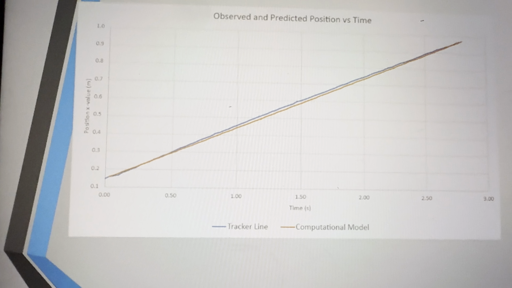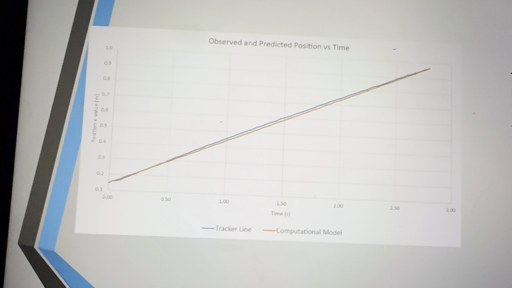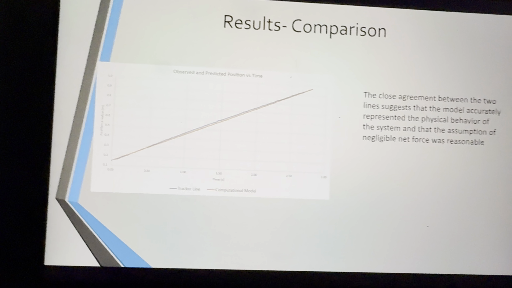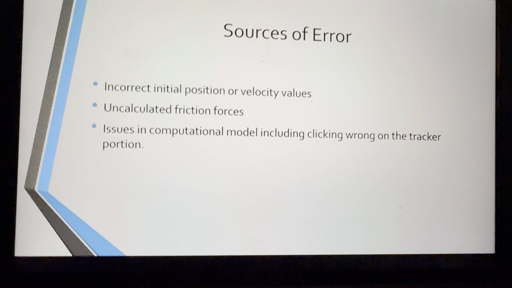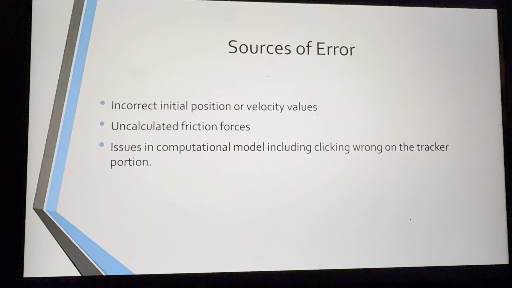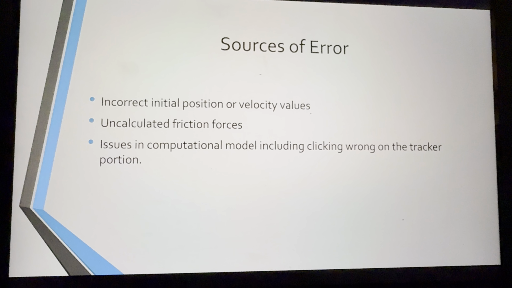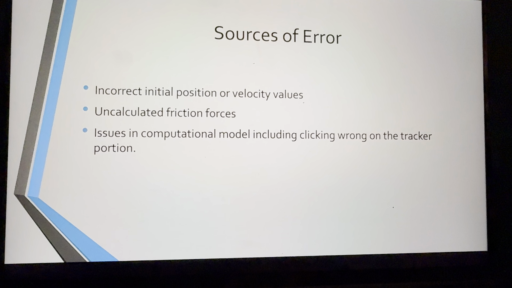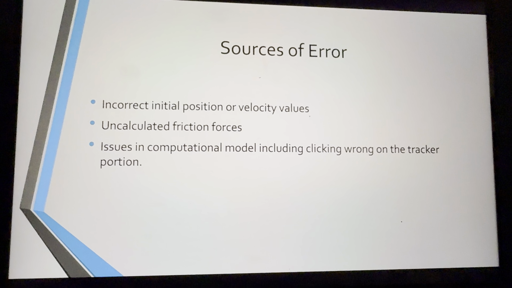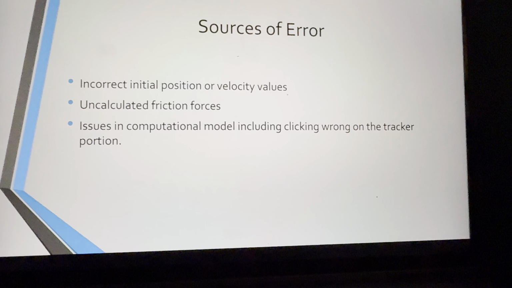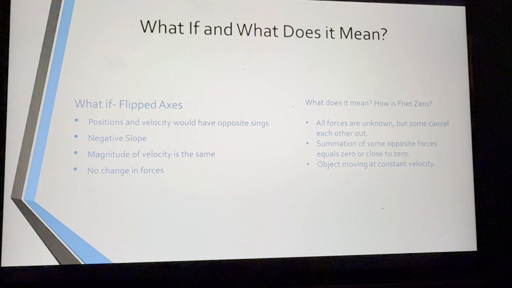And here we can see that the tracker was just a little bit off, and that may be due to some errors. Some sources of error were maybe I used incorrect initial positions or velocity values. I didn't calculate friction forces or any other forces that weren't obvious, and I might have had some issues in the computational model, including clicking wrong on the tracker portion.